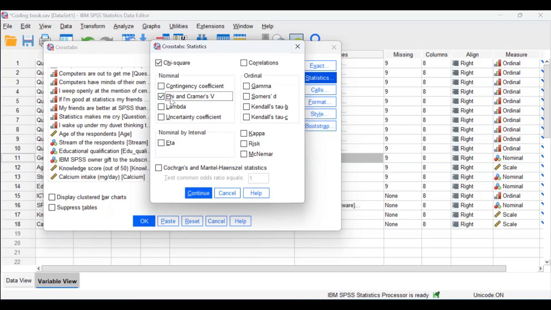For example, if you have a 2 by 2 table, like gender, male and female, and only high and low, or yes or no, at that time you use the phi value. If you have more than 2 by 2, like 2 by 3 or 3 by 3, at that time you use the Cramer's V value. We select both in the commands, but at the time of interpretation we take the respective value, depending on whether you have a 2 by 2 table or a 2 by 3 table. So next, click on Continue.